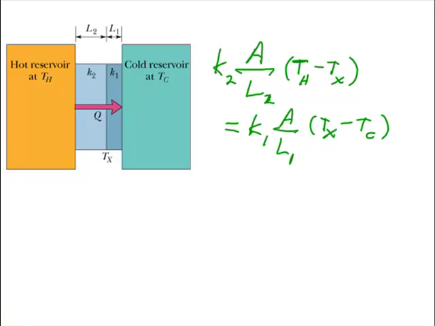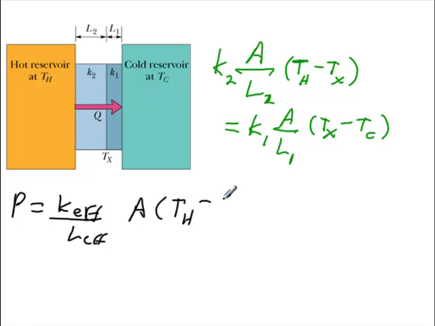And ultimately, we would like to be able to solve for that power. And say that the power is equal to some K effective over L effective times A times T hot minus T cold. Well, if we use some of the insight we gained in electricity and magnetism, we could try isolating the Tx minus Tc and the T hot minus Tx, and then just adding them together.